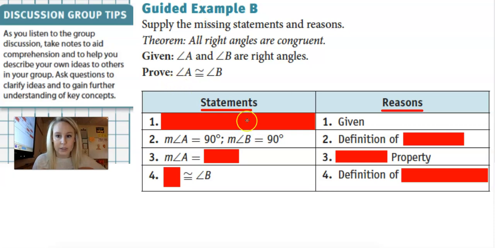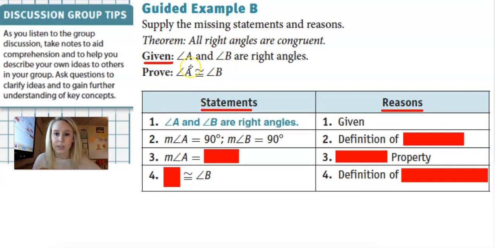So what will always, always, always be true is there will always be a given to start you off. Now a given, they physically will give it to you, and it says angle A and angle B are right angles. So all you have to do is copy and paste the given to start off. So that is a nice, easy step. First thing is always given.